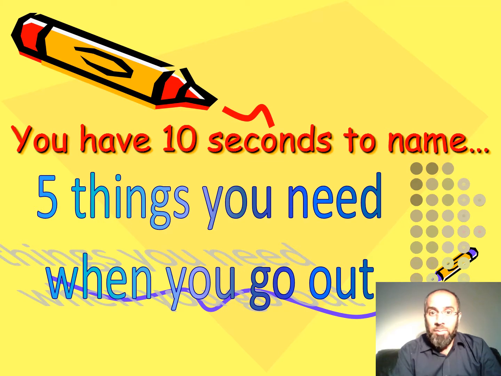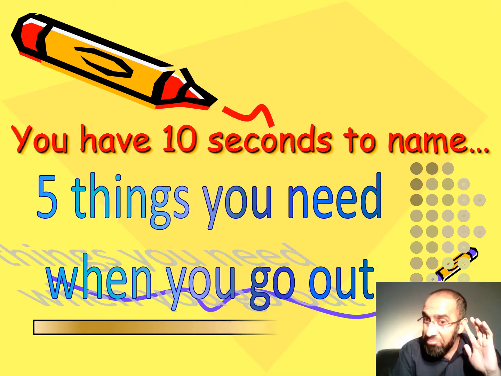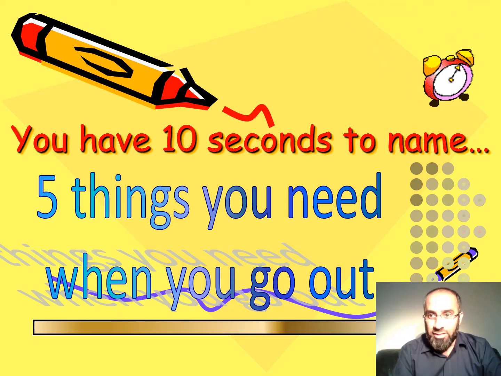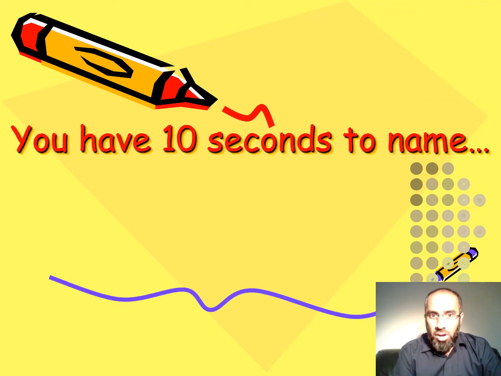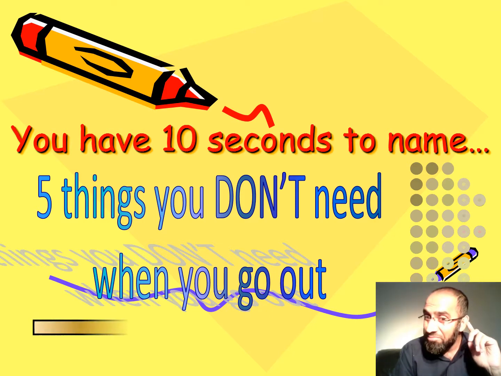Okay, 10 seconds to name 5 things that you need when you go out. Good, well done, very good, excellent. Okay, one more. 10 seconds to name 5 things you don't need when you go out. Interesting, very good.